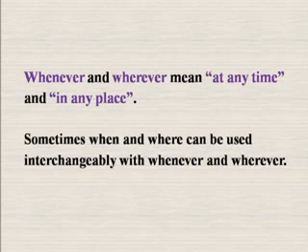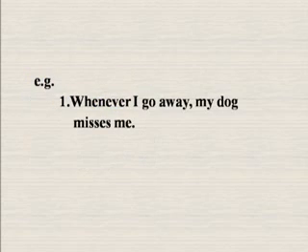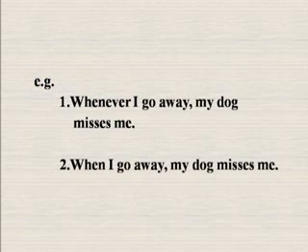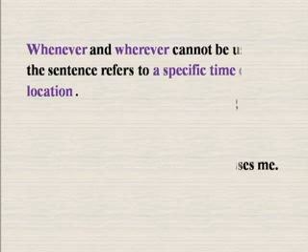Sometimes, when and where can be used interchangeably with whenever and wherever. Now, I will give you an example. Number 1. Whenever I go away, my dog misses me. Number 2. When I go away, my dog misses me. Whenever and wherever cannot be used if the sentence refers to a specific time or location.